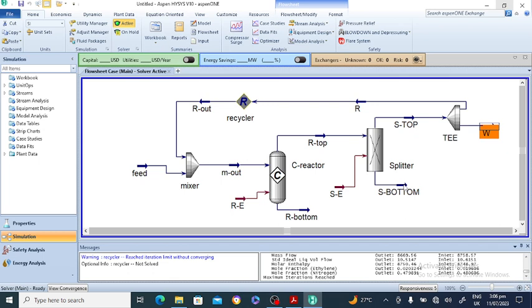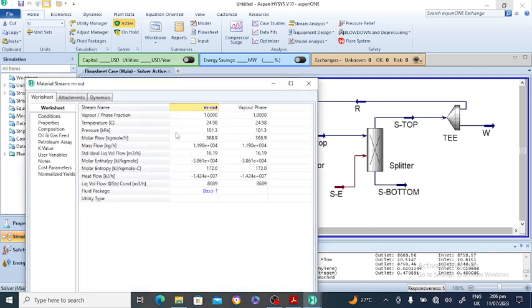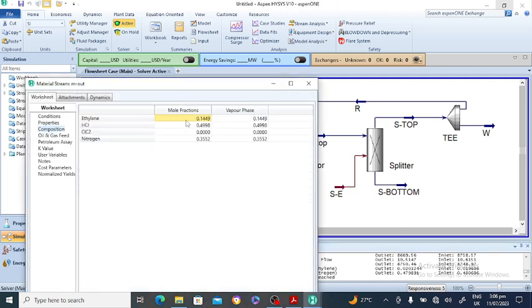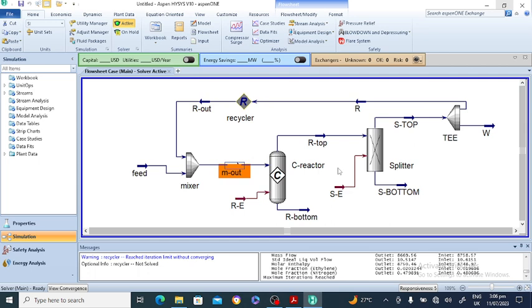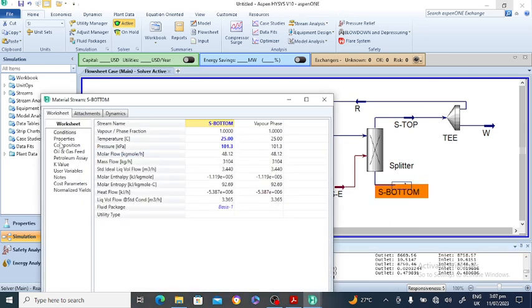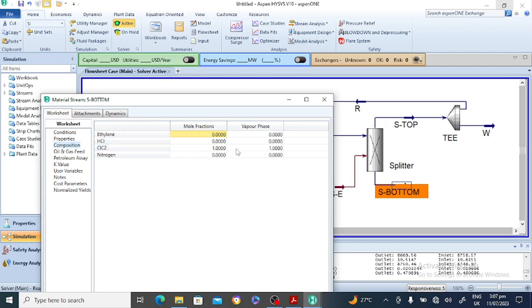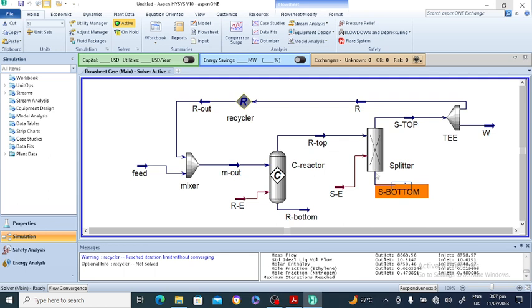Go to this stream, this is increased, this is 271. Go to the composition, and here it is 14%, and this increases slightly to 35%. Also check the bottom, it is 1%. All the ethyl chloride is in the bottom because we have assumed that we want this one.